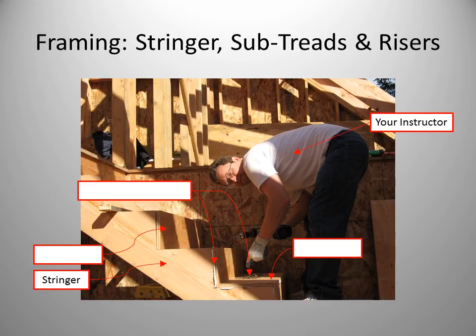Once the stringer is in place, you would install the sub-risers, in this case, and the sub-treads for temporary walking surfaces. Note that I'm using glue and screws when I install the sub-risers and sub-treads. This is necessary to prevent any squeaking in the stairs. I strongly encourage you to use glue and screws whenever you build a stair for permanent application.